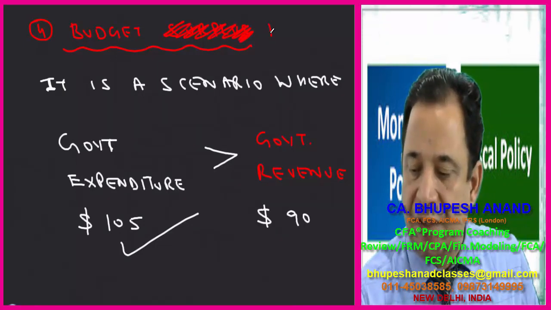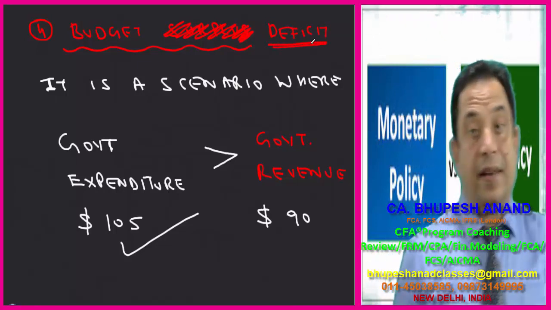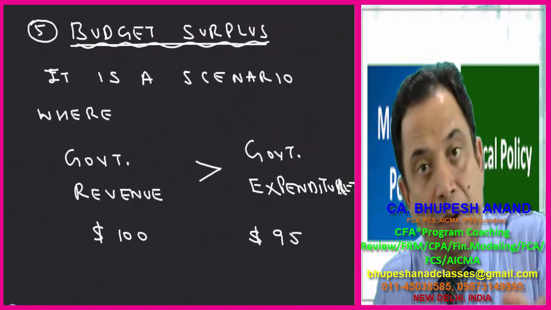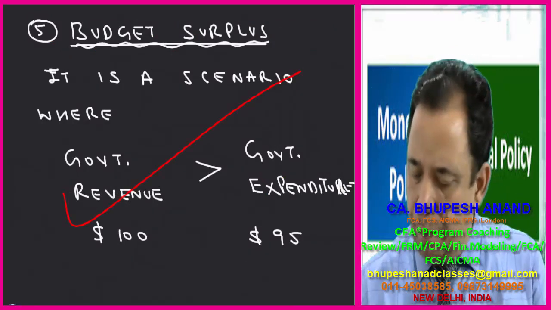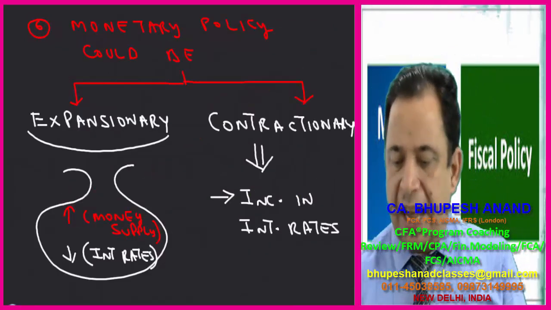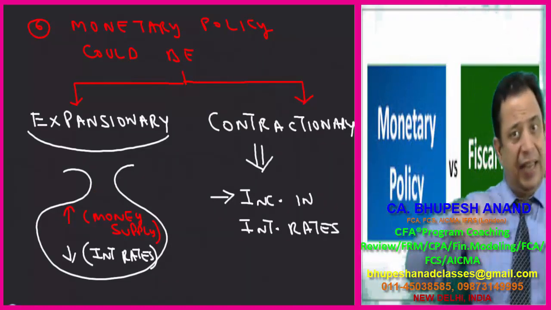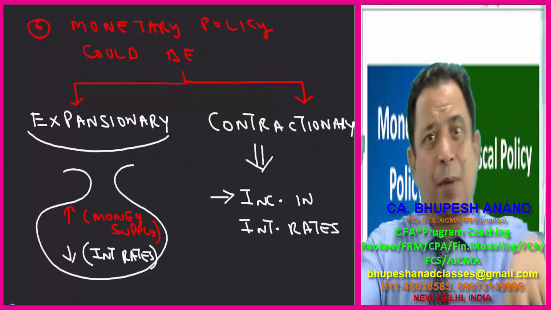This is budget deficit. I have read it wrong. This is budget deficit. When expenditure is more than revenue, it is budget deficit. And when revenue is more than expense, very simple, intuitive, it is named as budget surplus. And the next point which I have written, that monetary policies can be of two types, which we'll be discussing in detail in the coming lectures: expansionary monetary policy or contractionary monetary policy.